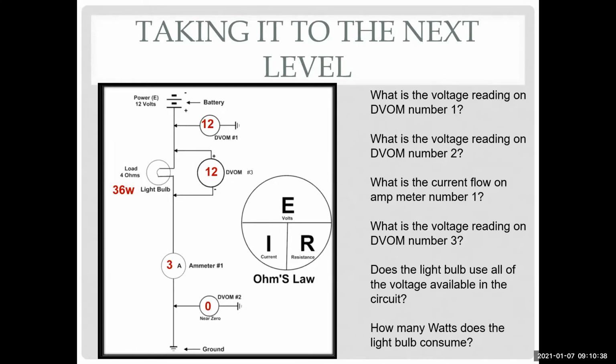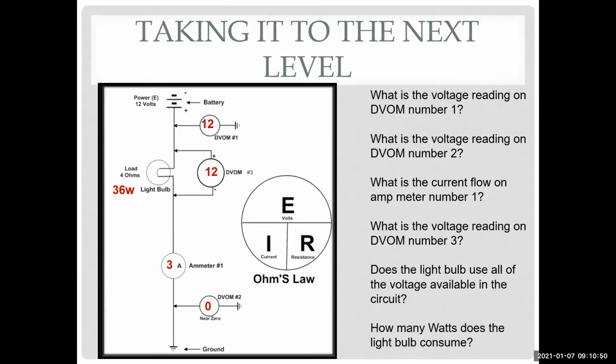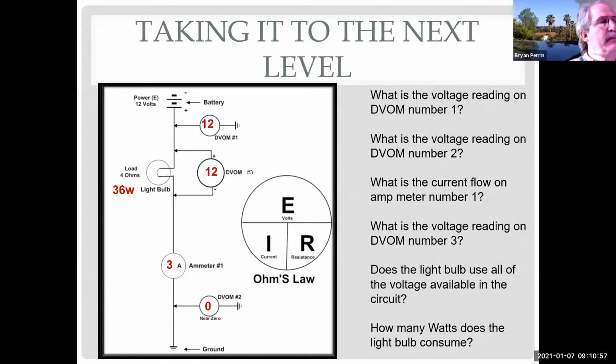So this light bulb has 36 watts printed on it? Yeah. So 12 volts times 3 amps gives me the wattage, 36 watts. Yeah, you're right, it's volts times amps.